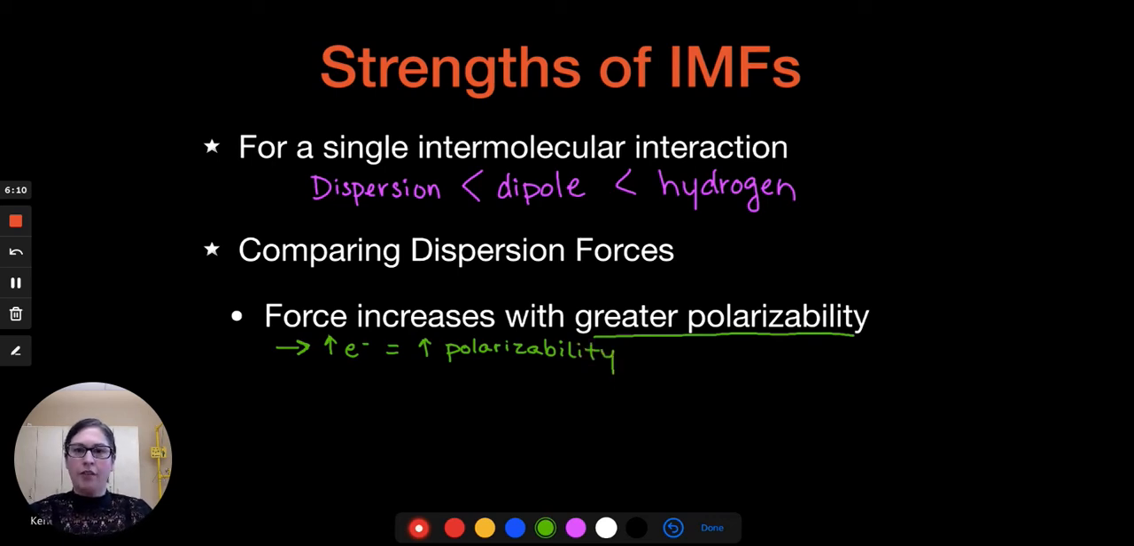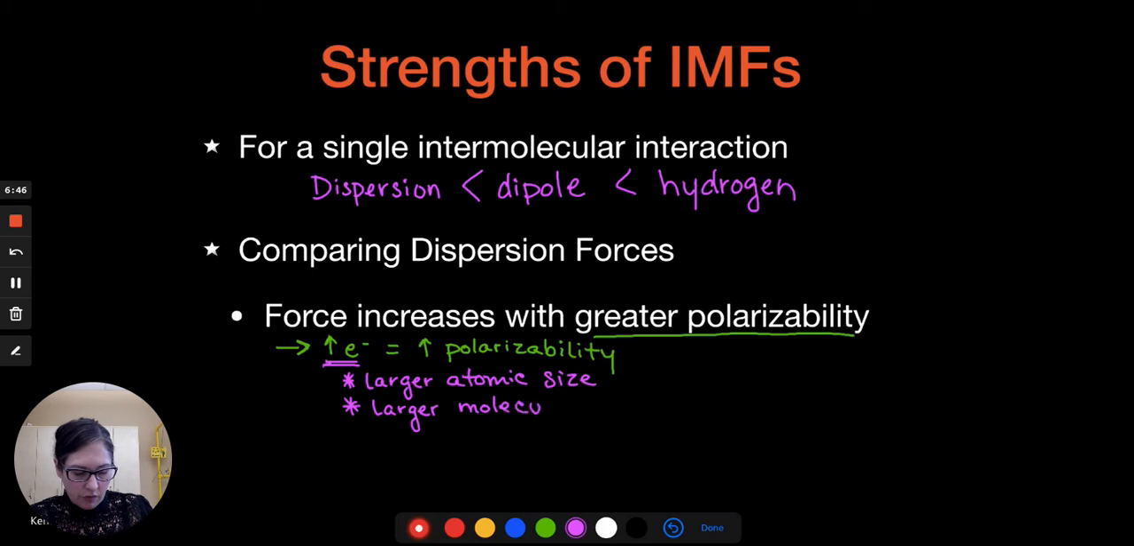Okay, so what's going to have more electrons? Well, we know that one of the things that's going to have more electrons is going to be larger atoms, okay? So larger atomic size. And the other thing that's going to be more polarizable or have more electrons are going to be larger molecules. And so we have to consider both of those when we're taking a look at these overall strengths.